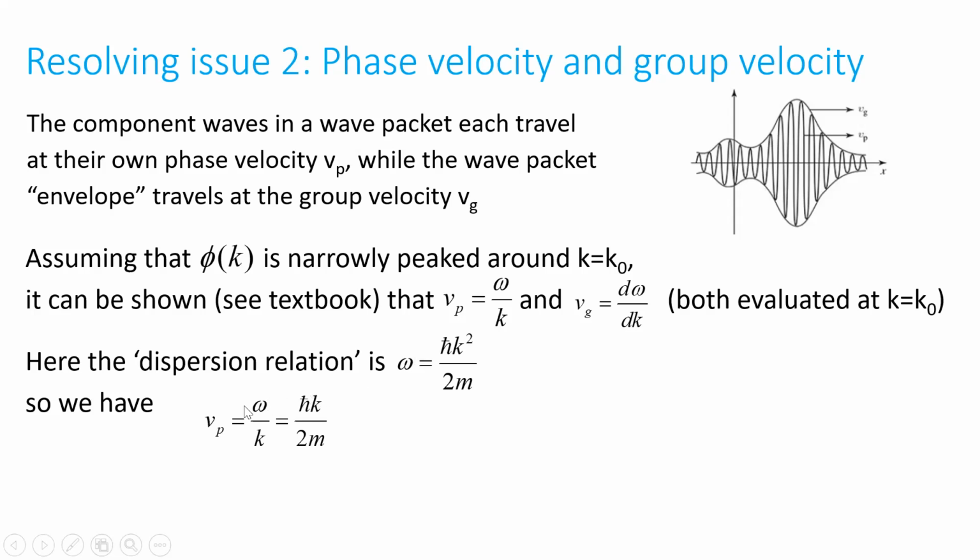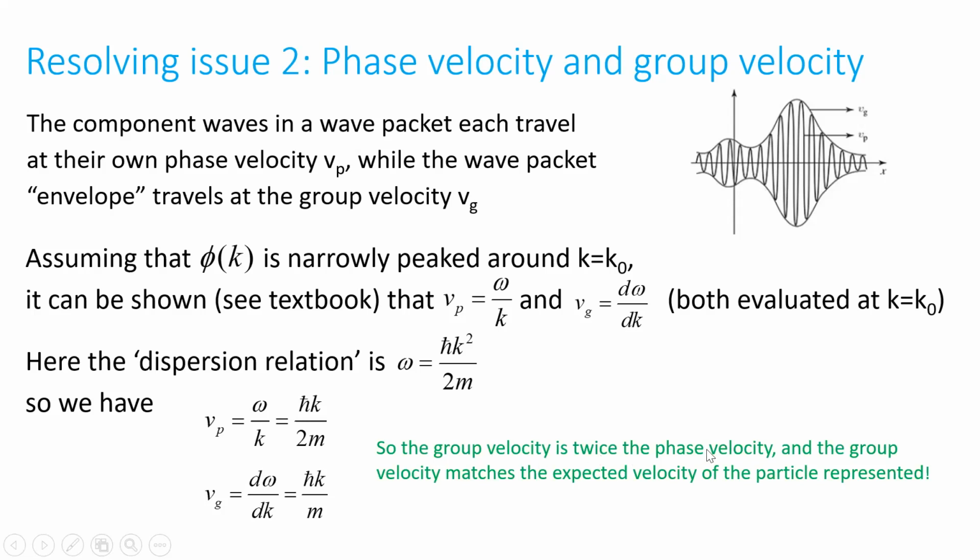So if we take this definition of the phase velocity, omega over k, and divide by k, we get h bar k over 2m, just dividing k squared by k. On the other hand, if we take the group velocity, we're going to differentiate omega with respect to k, and we get h bar times 2k over 2m. So the 2's cancel, and we get h bar k over m. So you can see that the group velocity is twice as big as the phase velocity.